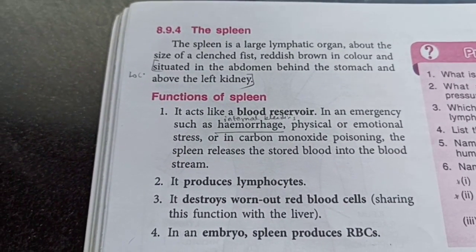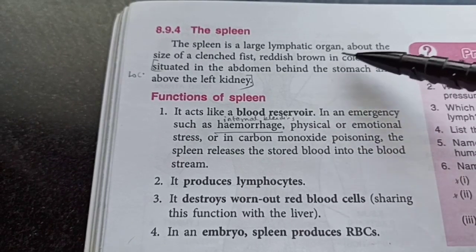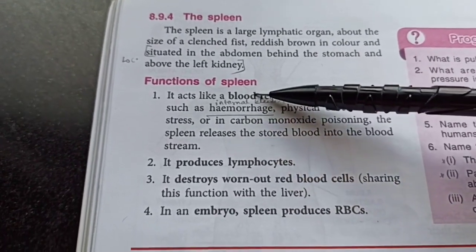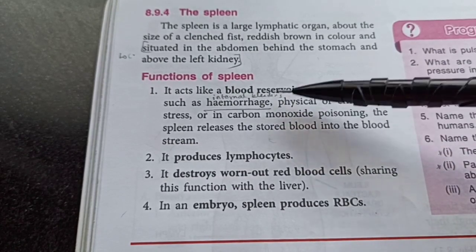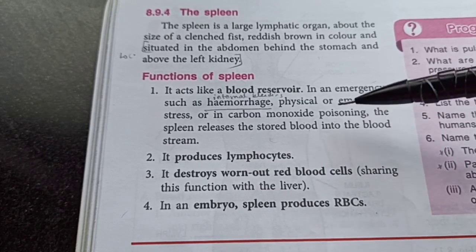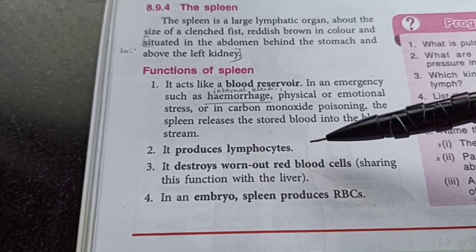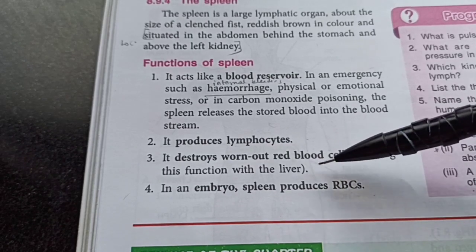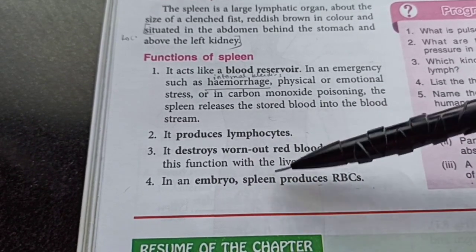Again, it's the size of a fist, a clenched fist. It is situated in the abdomen behind the stomach and above the left kidney. Function of spleen, it acts like a blood reservoir. So if there's an emergency, like a hemorrhage, which is internal bleeding, or carbon monoxide poisoning, it will release the stored blood, the stored RBCs for emergency. It also produces lymphocytes and destroys the worn out RBCs along with the liver. In an embryo, in fact, spleen is the one which produces RBCs because embryo does not have any bone marrow yet.